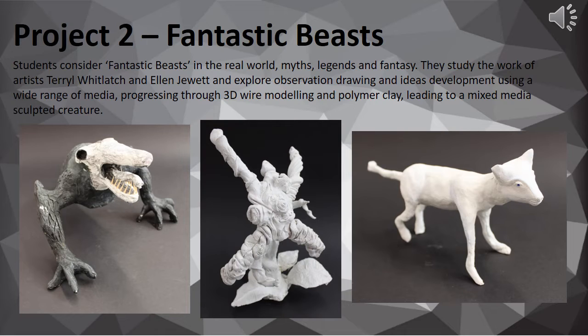The second project of Year 7 we call Fantastic Beasts, and students look at the concept of a fantastical beast, looking at myths, legends, fantasy. They study the work of artists such as Terrell Whitlatch and sculptor Ellen Jewett to be able to explore observation drawing and ideas development and really let their imaginations go crazy, thinking about the type of creature or idea that they might want to cover.